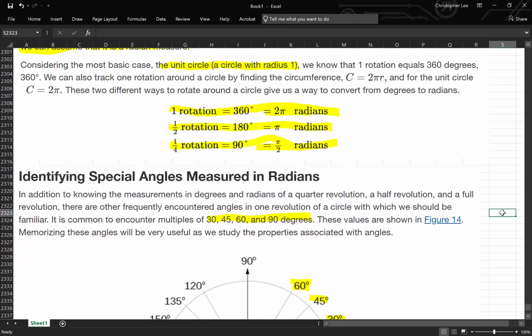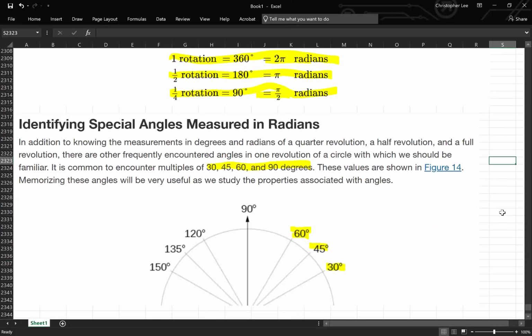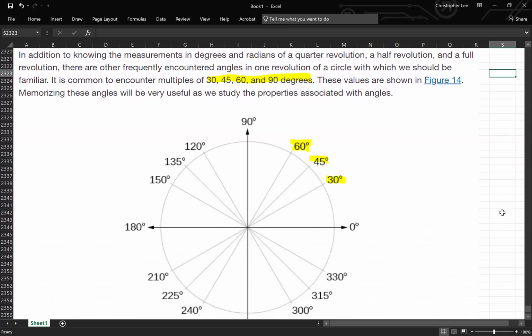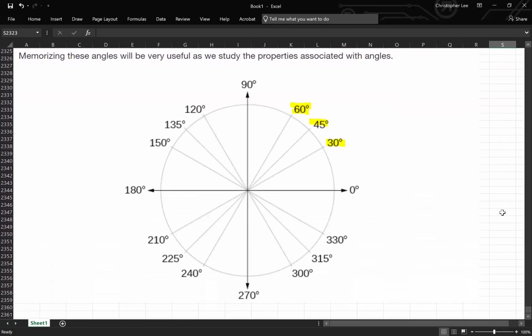So identifying special angles measured in radians. In addition to knowing the measurement in degrees and radians of a quarter revolution, a half revolution, and a full revolution, there are other frequently encountered angles in 1 revolution of a circle with which we should be familiar. It is common to encounter multiples of 30, 45, 60, and 90, right? These values are shown in the figure. Memorize these angles and it will be useful when we study properties associated with angles.